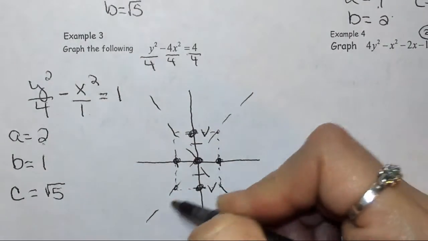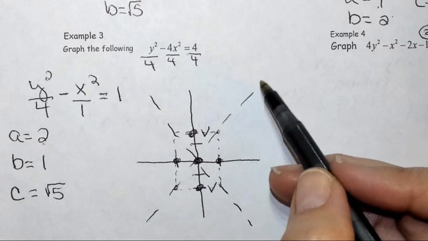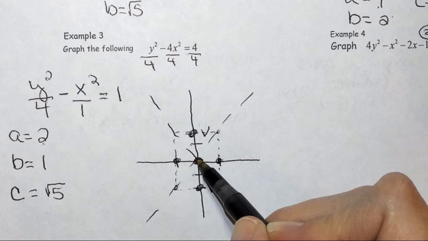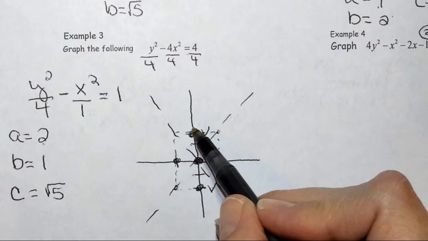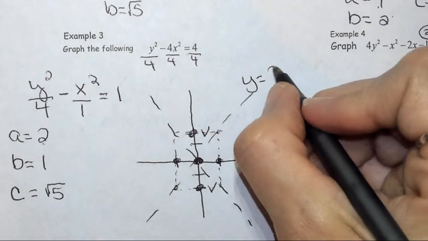They want the equations of these lines now. Can I get the slope and the y-intercept of this line by looking at my picture? What's the y-intercept? 0, 0. How much did I go up? 2. How much did I go over? 1. So y is equal to 2x.